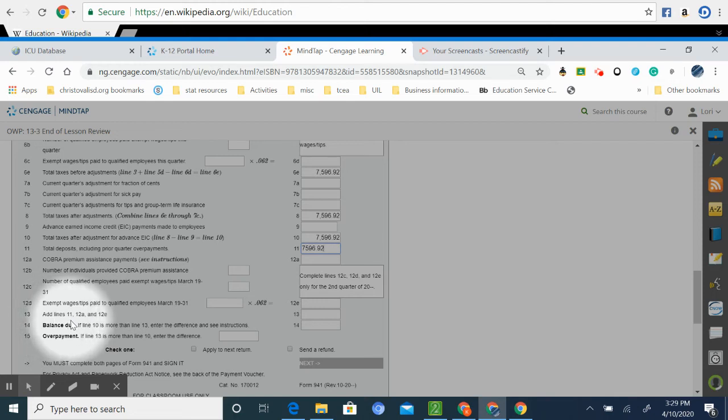Line 13 is add 11, 12A, and 12E. And so again, we're going to repeat that number, 7596.92. 14, any balance due if line 12 is more than 13. So let's look at line 12. If line 10 is more than line 13, sorry. So do we have any difference of numbers? No. So 14 and 15, there is no difference. So we have it blank.